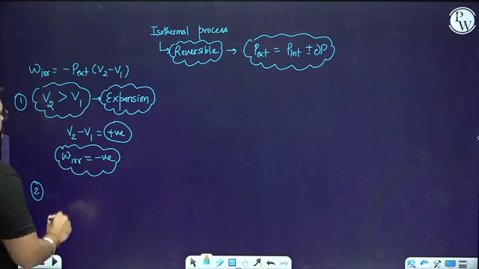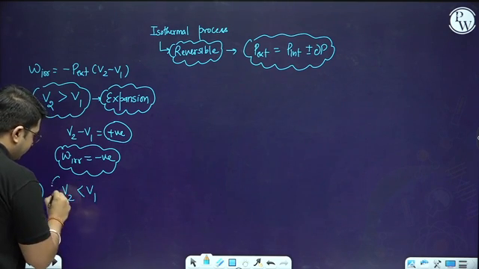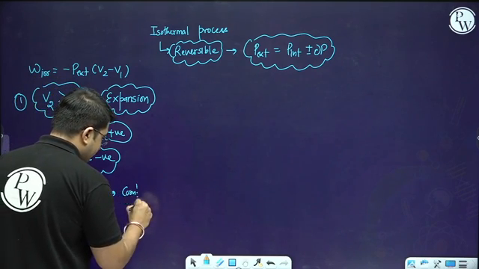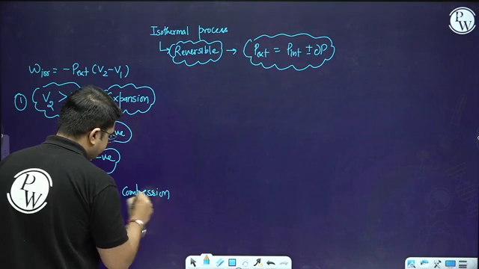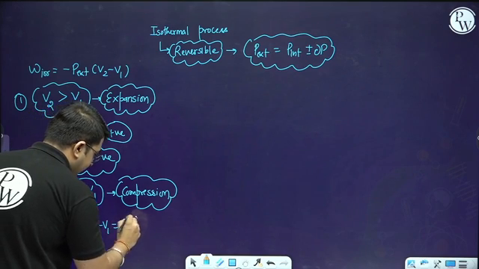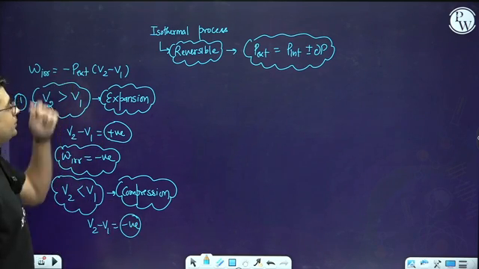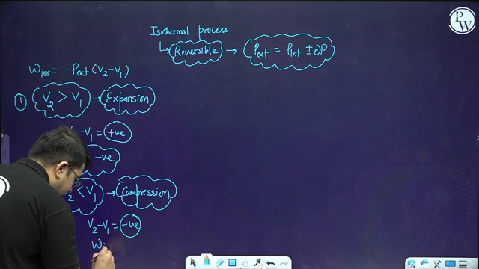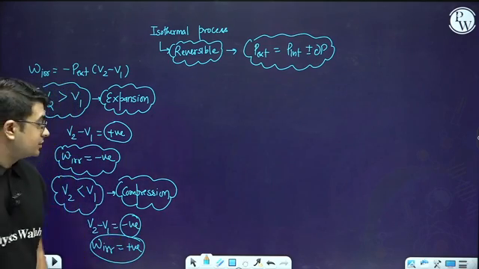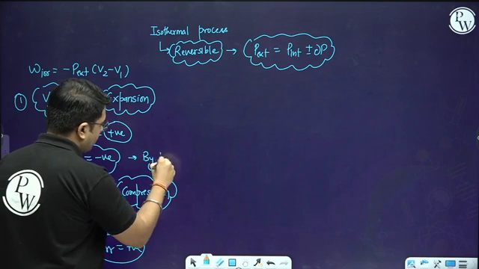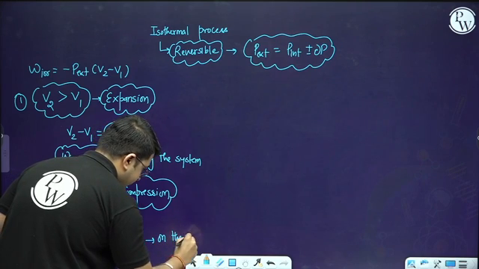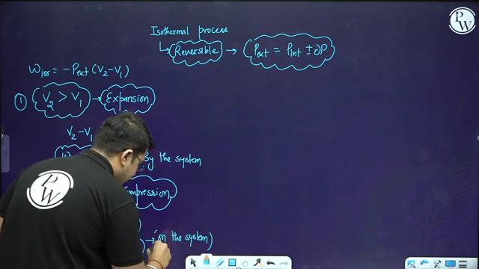Now the second part: if V2 is less than V1, it means earlier the volume was more, but now the volume is less. So we are talking about the process of compression. In case of compression, V2 minus V1 will be a negative term. Negative multiplied by negative, so W irreversible in that case will be positive. For compression, work has to be done on the system. So this one is by the system, and this is on the system. I hope this part is clear.